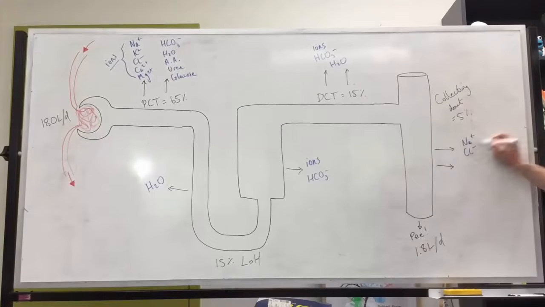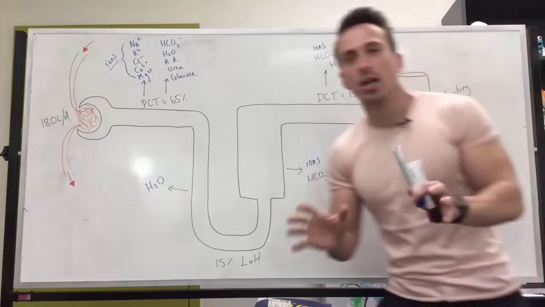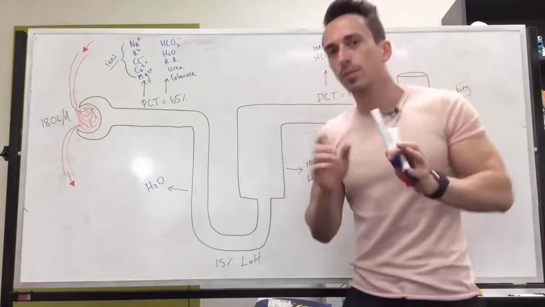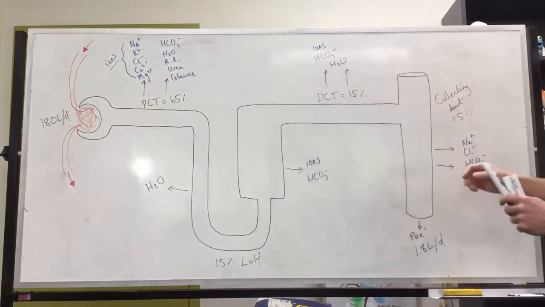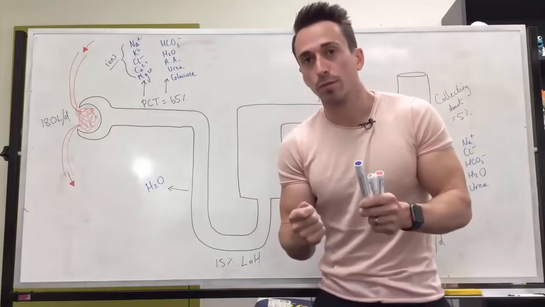And if we look at the collecting duct, we have sodium, chloride, bicarbonate, water, and urea. So these are the major ions, nutrients, and substances that are being reabsorbed back into the body in these particular areas. That's very important, and that's the process of reabsorption.